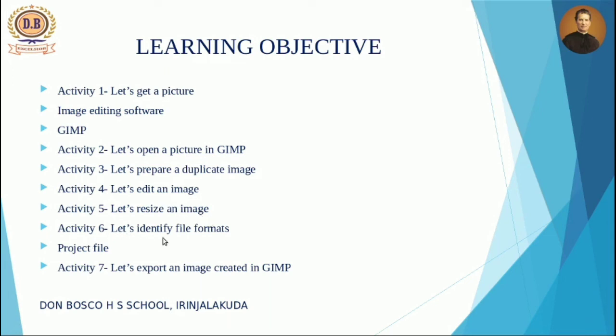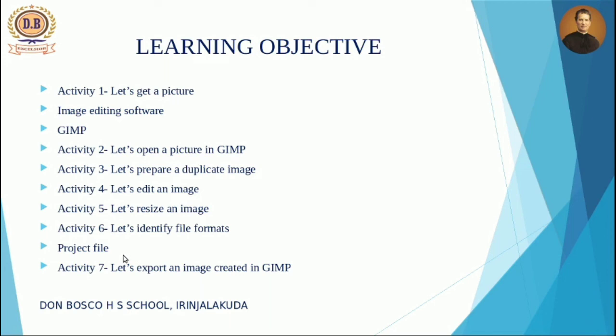Then our sixth activity was identifying the file formats. We have learned about various file formats like JPG, PNG, ODT, ODS, ODP, etc. Then we have studied about the project file. That is, when we edit the image in GIMP software and then save the image, it will be saved as a project file. Why? Because we may not be able to make all the editing works at a stretch, so it will be saved as a project file. After completing all the editing works, we have to export that file into a picture format, otherwise it will be saved as a project file.